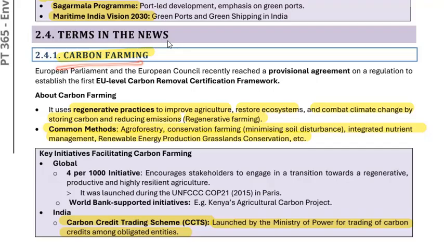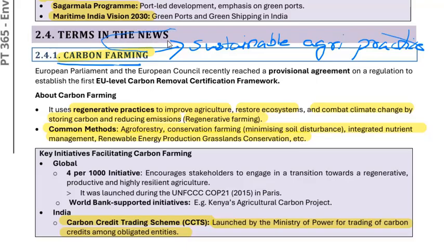What is carbon farming? Let's change the pen first. Carbon farming here is a sustainable agriculture practice. This is actually a sustainable agriculture practice that aims at reducing GHG, that is greenhouse gases emissions, and increasing the amount of carbon sequestration. What is the purpose? To increase the amount of carbon sequestration in the soil and the vegetation.